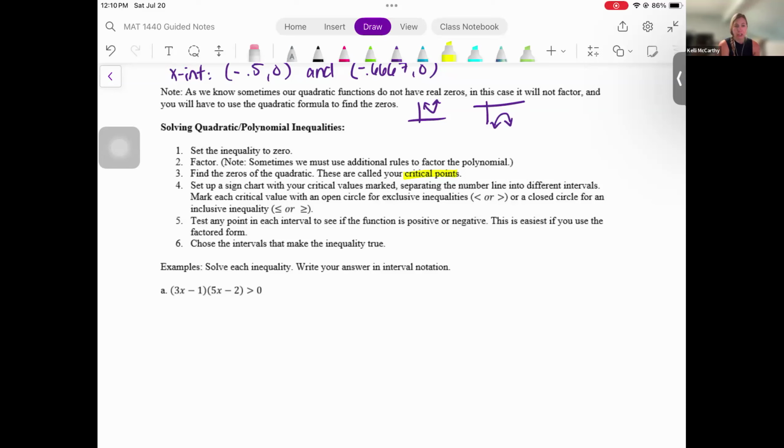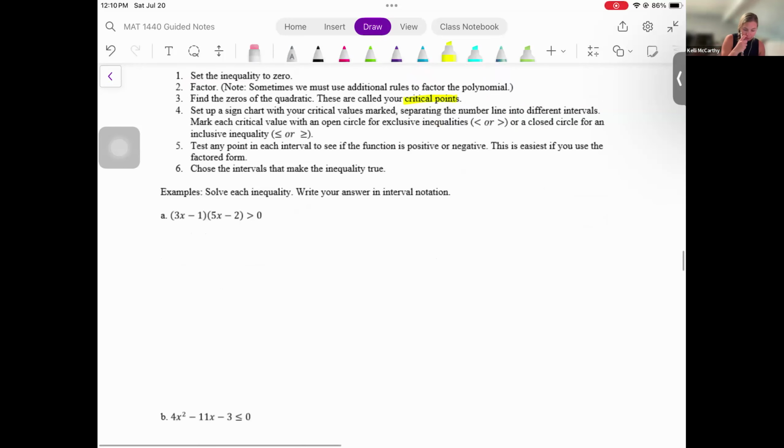So now you've set up your sign chart, you're going to test any value in each of those intervals to see if the function is positive or negative. Because we've set up our polynomial to be related to 0, we're going to know if a particular interval is included by whether or not it's greater than 0 or less than 0. So that's why we only need to know whether it's positive or negative. This is easiest to do when you've got your polynomial factored, which is why we're doing that in step 2. And then you're going to choose the intervals that make the inequality true.